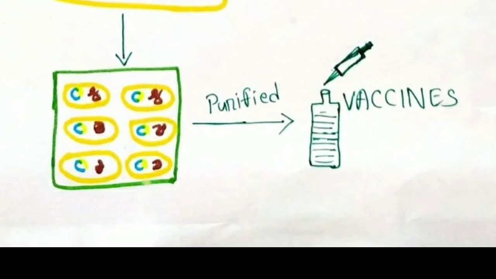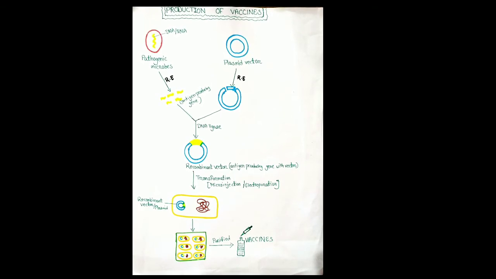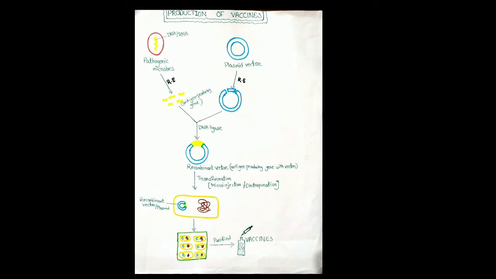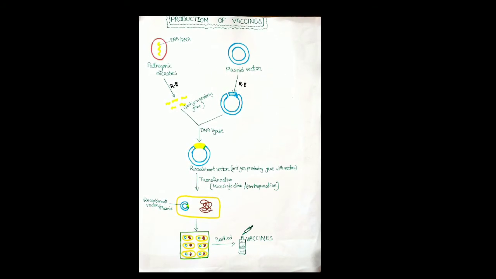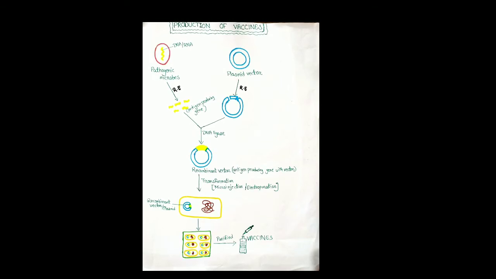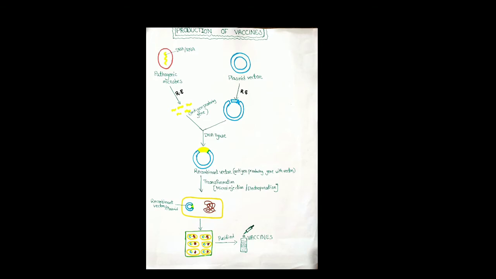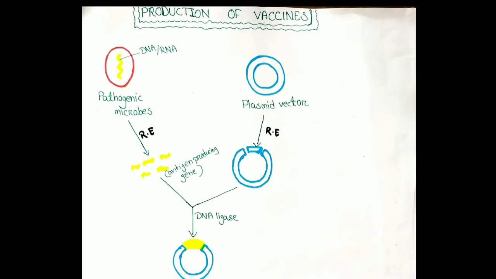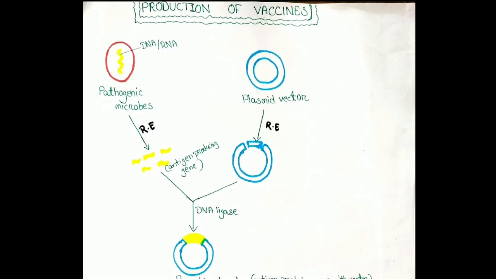So finally, we know that vaccine and insulin production processes are the same as the process of recombinant DNA technology. If you understand the process of recombinant DNA technology clearly, you can easily understand and write about insulin and vaccine production. Let's once again revise this whole process of production of vaccine.